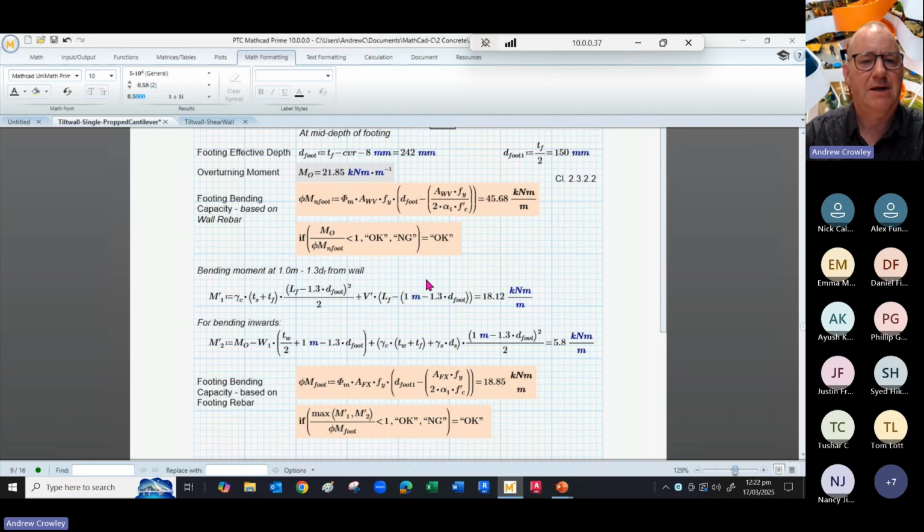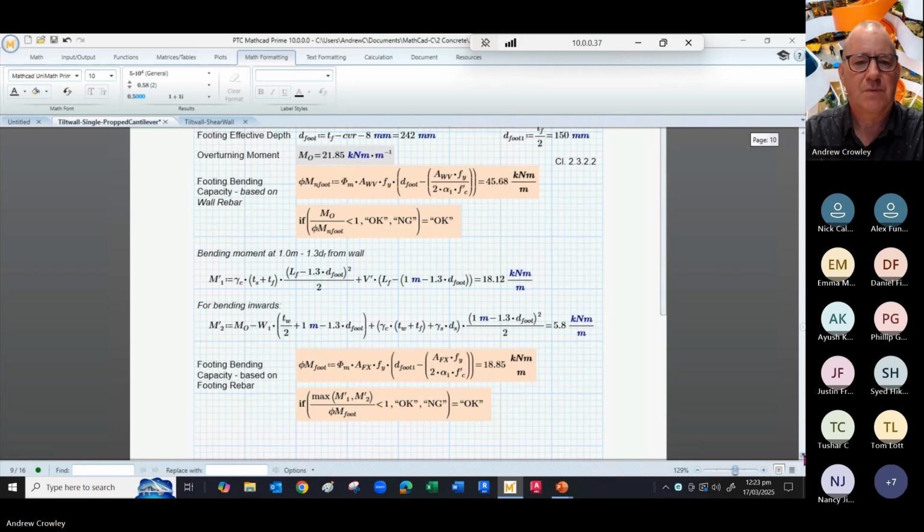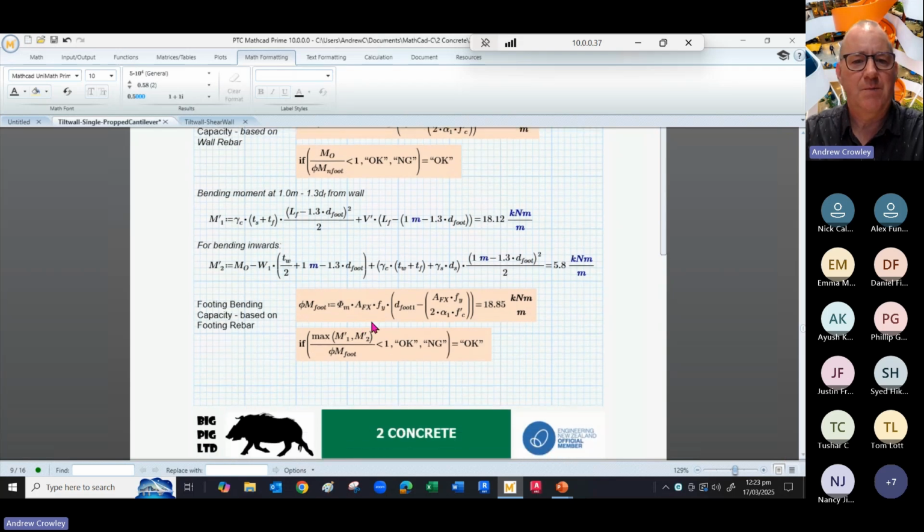Then we also do a check at a meter or slightly short of a meter from the wall, because it's based upon the capacity of the footing rebar alone. So we've got no more wall rebar in there. That works out as 18.12 for bending outwards, and for bending inwards we have 5.8. So our capacity based on the footing rebar works out as 18.85, which is thankfully greater than the applied bending for overturning.